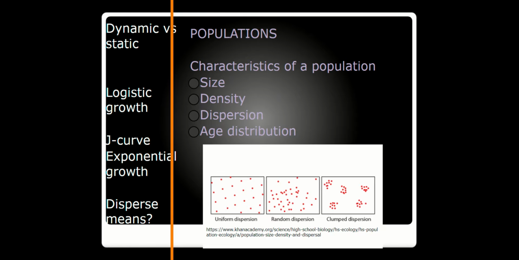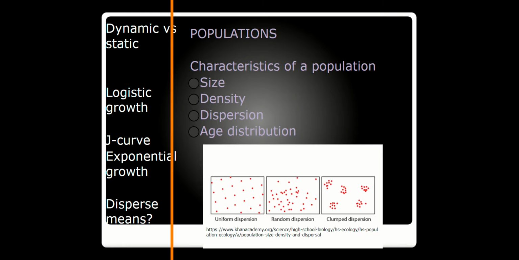What is density? And of course, that pause was for you to answer the question. The density is the number of something, in this case individuals, per unit area. So it's not just how big the population is, but how spread out is it? And how is it spread out? That gets back to the idea of dispersion.